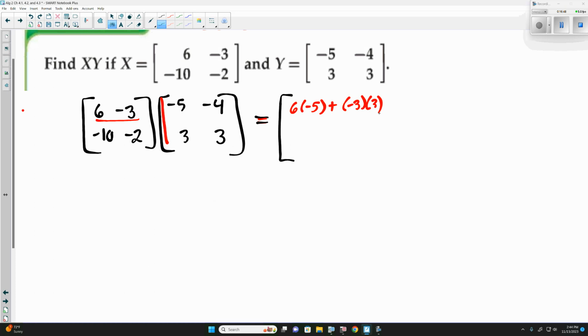If we had another column, we would multiply another number in the first row by the next number in the first column. So we keep going over down. Questions on this here? Well, that gets the first number in our new matrix. Now we do it again. We go over and down. So we'd say 6 times -4 plus -3 times 3.